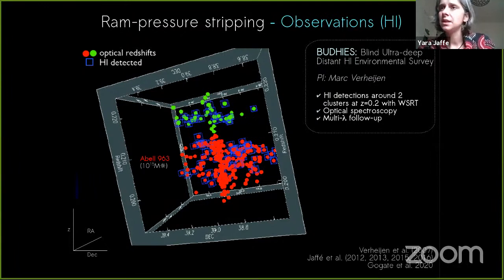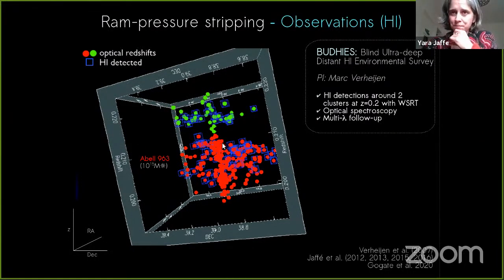So one of these studies that I did a while back now comes from the deepest HI survey to that date, which is called BUDDIES, the Blind Ultra Deep Distant HI Environmental Survey, where we looked at HI in and around galaxies in 2 distant clusters, at a redshift of 0.2. That's distant for HI astronomy. And this is one of the clusters, Abell 963, and this is plotted in right ascension, declination, and redshift as a 3rd dimension, although it's a velocity.